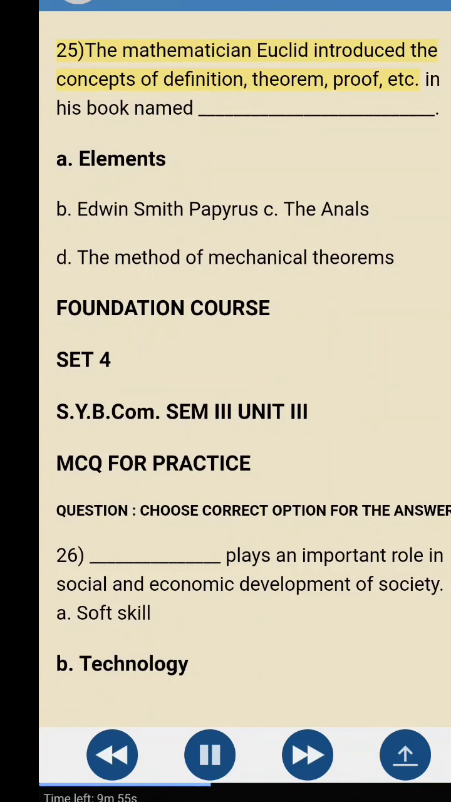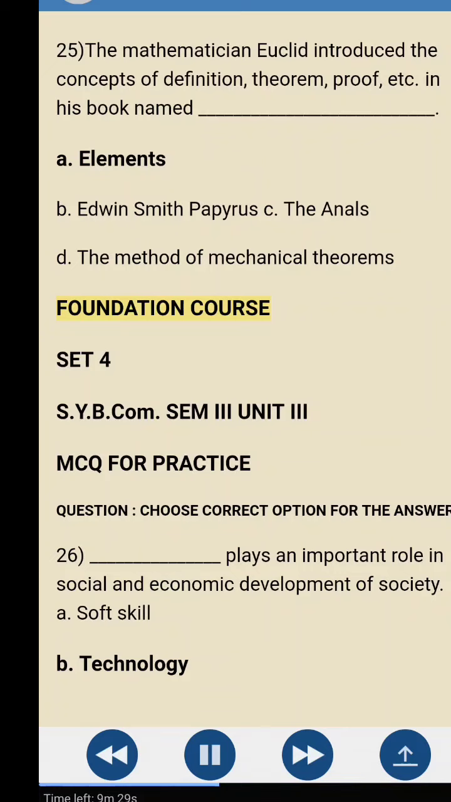25. The mathematician Euclid introduced the concepts of definition, theorem, proof, etc. in his book named blank. A. Elements. B. Edwin Smith Papyrus. C. The Annals. D. The Method of Mechanical Theorems.